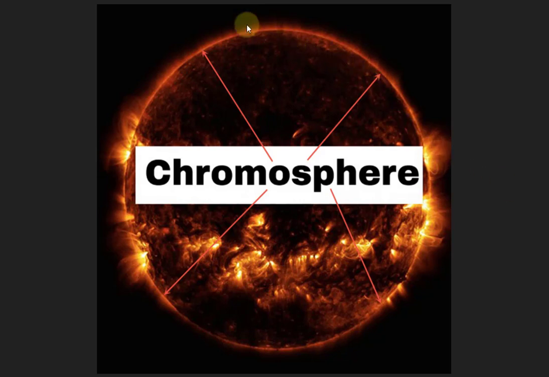The next layer is the chromosphere, just above what we call the photosphere of the Sun. The temperatures in the chromosphere are 10,000 degrees at the bottom.